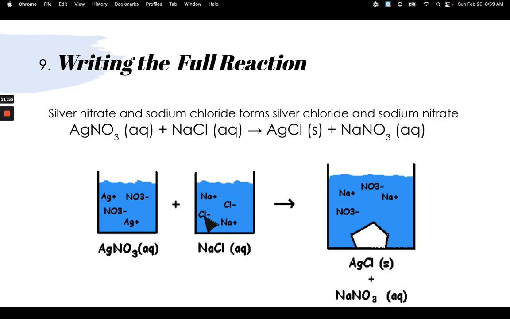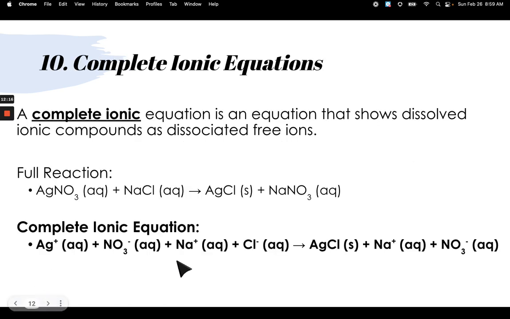When the silver and the chloride get together, they're so attracted to each other that they form this precipitate and they will not dissociate or dissolve. However, the sodium and the nitrate are not attracted to each other enough to form a precipitate. So they remain dissociated. They remain dissolved. All right, so this is the complete ionic. Notice how we write it. We break them apart. Anything that's aqueous, we show as ions. Anything that is not aqueous, we leave as the compound and make sure we have S next to it. So that's a complete ionic equation.